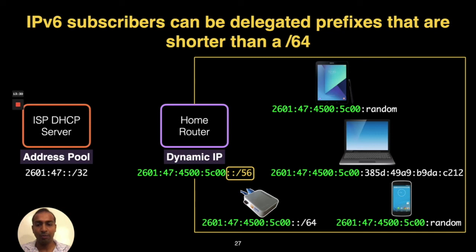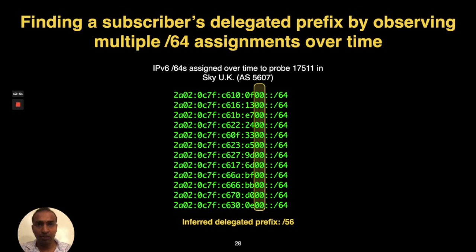In this particular example, the delegated prefix is 2601:47:4500:5C00. The first /64 is the one where the last two digits in the quad, so in 5C00, are both 0. So for a given subscriber, our approach is to look at all different IPv6 /64s, that is, the network parts of v6 addresses over time, and identify how many bits from the right are always 0.